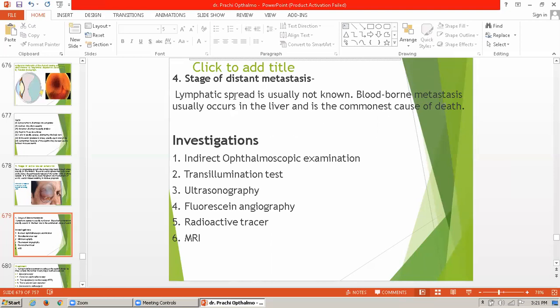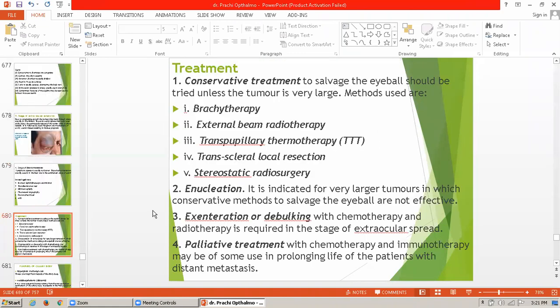So in the stage of distant metastasis, there is no lymphatic spread, but blood-borne metastasis usually occurs in the liver, which leads to death. Investigations: first, indirect ophthalmoscopic examination, transillumination test, ultrasonography, fluorescein angiography, radioactive tracer, and MRI.